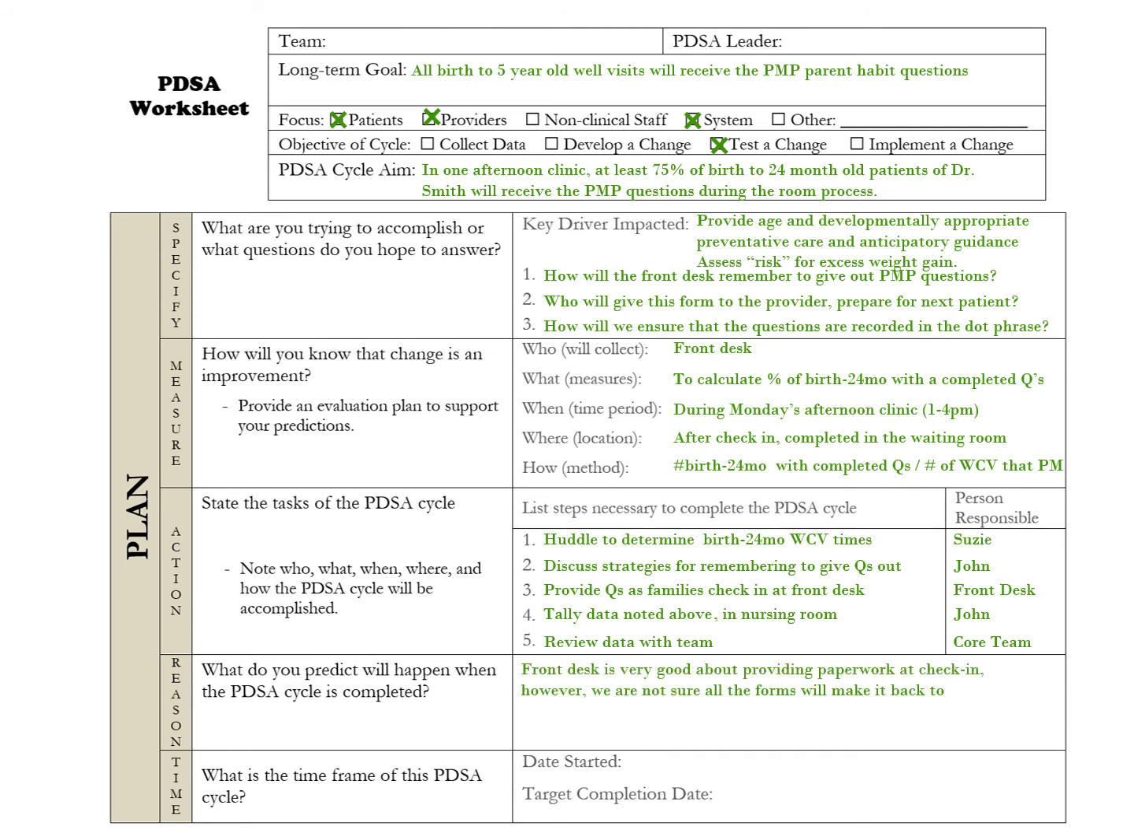What will we predict will happen when this PDSA cycle is completed? We think that the front desk will be very good about providing this question set to the family at check-in. However, we're not sure how all the forms will get back to the provider so that they can review the responses and put them in the chart. We'll start this December 1st and we will finish it that same day.